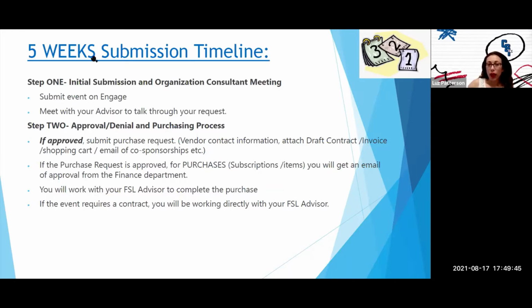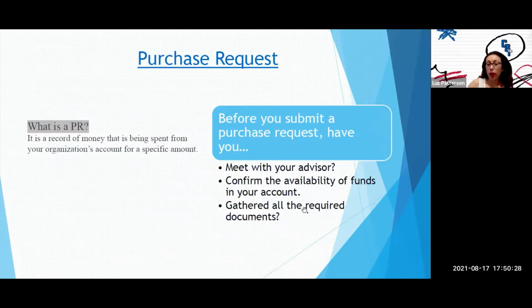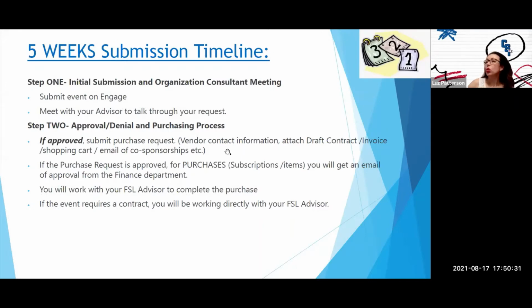Step 1 of that five-week submission timeline is the initial submission and organization consultant meeting. What you do in that one is submit your event on Engage, and also make sure that you meet with your advisor to talk through your request. Okay, so that's step 1. Step 2 is the approval or denial and the purchasing process. So if the request is approved by your advisor, you will go ahead and submit the purchase request. And when you are submitting it, this is what I was talking about when I said gather all the required documents. So what documents do you want to make sure you have in there?